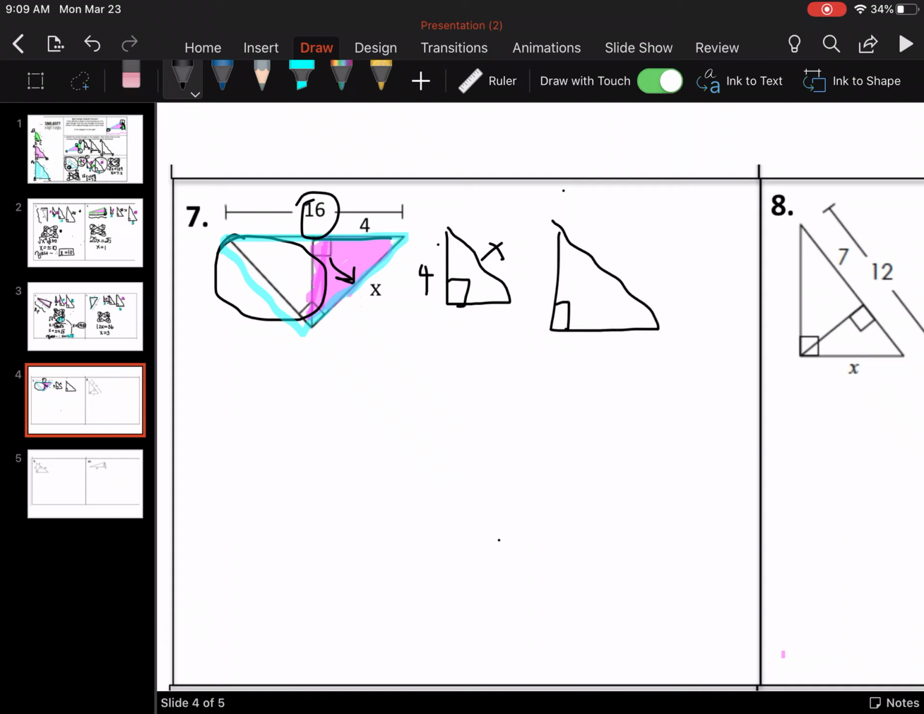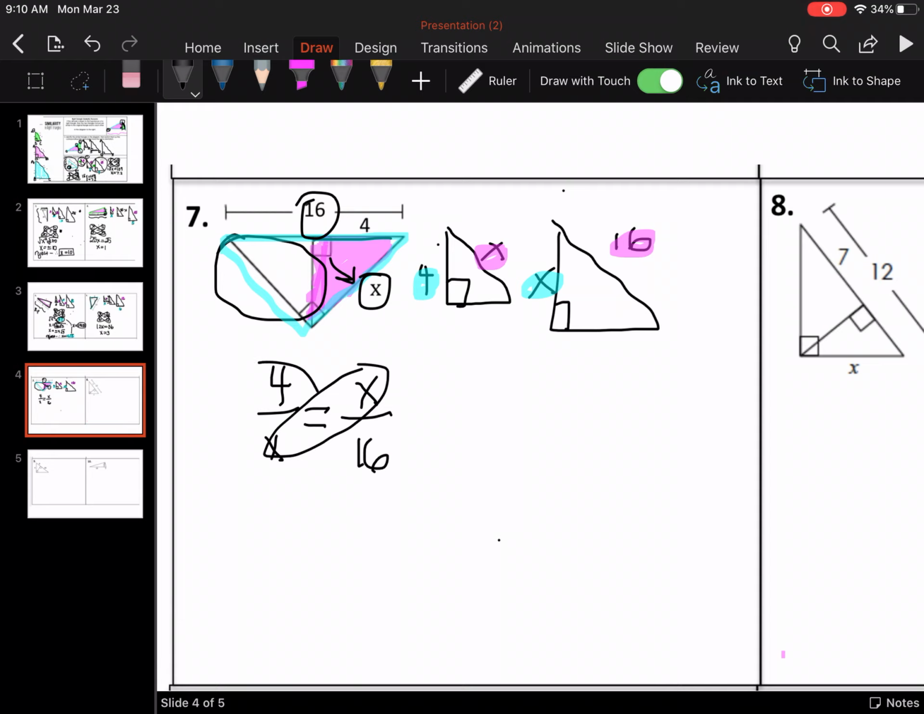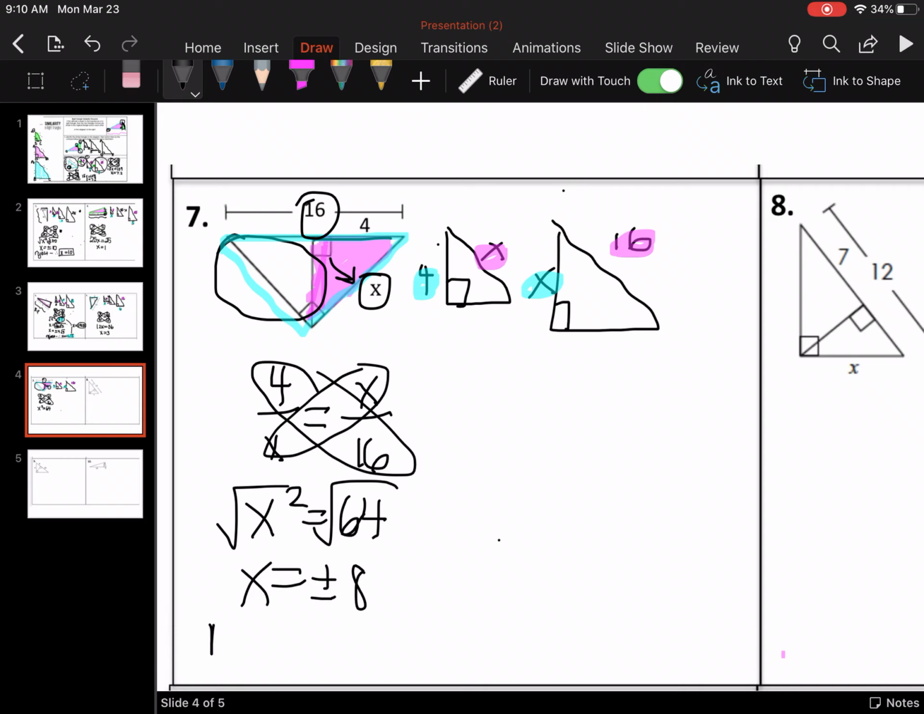We know the hypotenuse is 16, and it looks like the left side there is going to be an x. So left over left, hypotenuse over hypotenuse. 4 over x, x over 16. Cross multiply. We get a nice number here. We get x squared is equal to 64. 64 is a perfect square. You get plus or minus 8. We reject the negative, therefore x is equal to just 8.